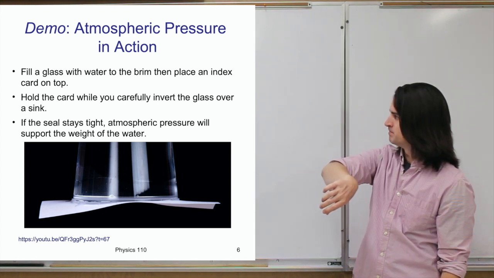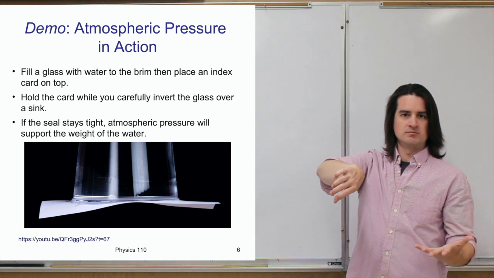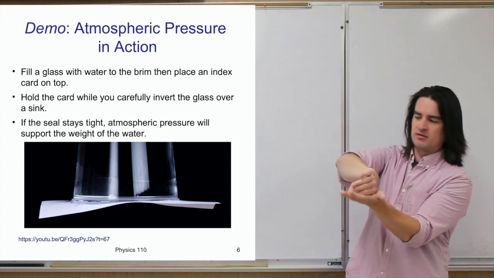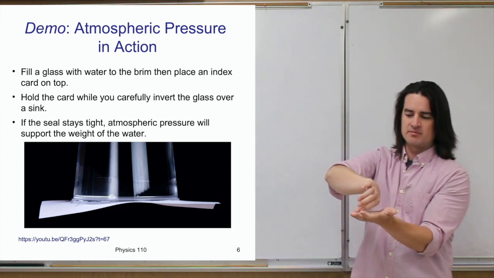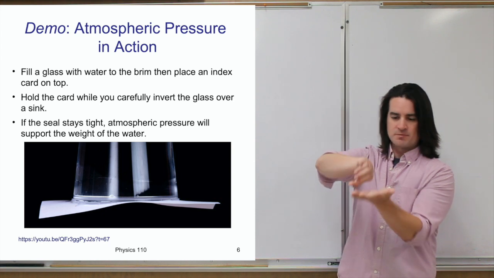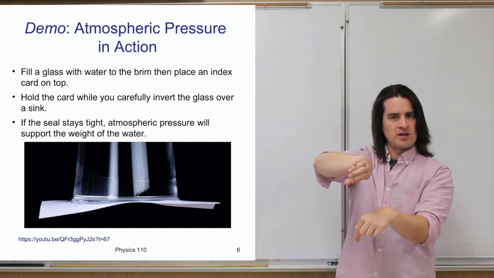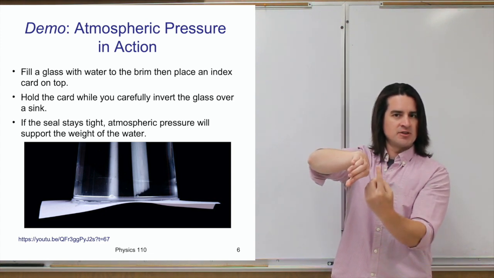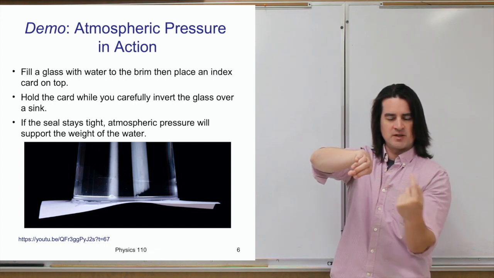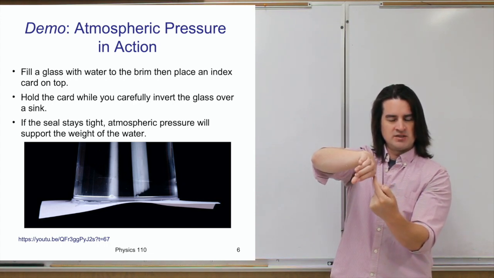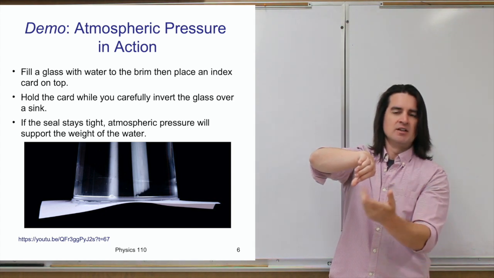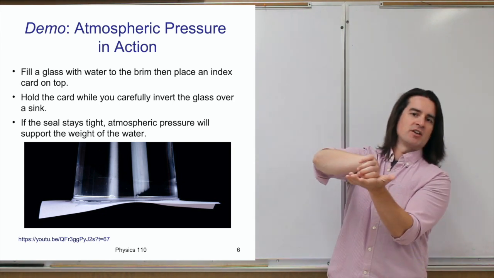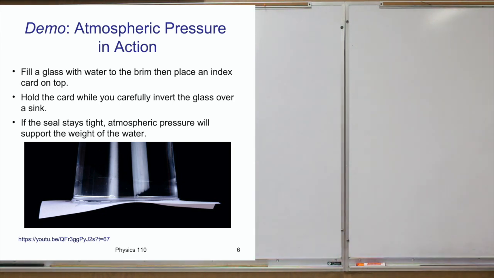Why is that? Well, the main reason is that what's pushing down on the piece of paper on the top of the cup is the weight of the water in the glass, but what's pushing up is the atmospheric pressure. The weight of the water multiplied by that surface area is not very much, at least in comparison to the pressure of the air pushing on the other side. So let's see that next.